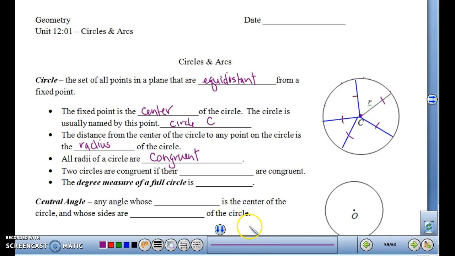Now, two circles are congruent if their radii are congruent. If they have the same length radii, then they have the same distance from their center. They must be making the same circle. And the degree measure of a full circle is 360 degrees. So that's basically the main parts of a circle.